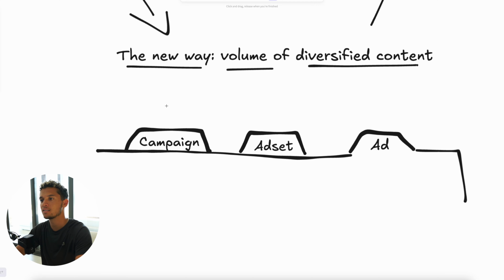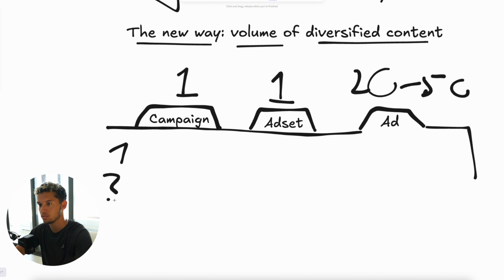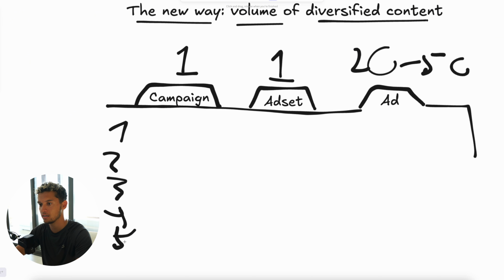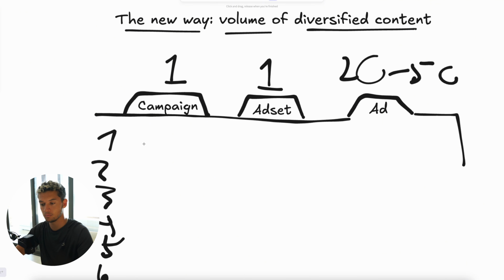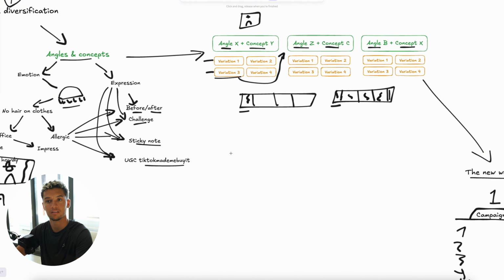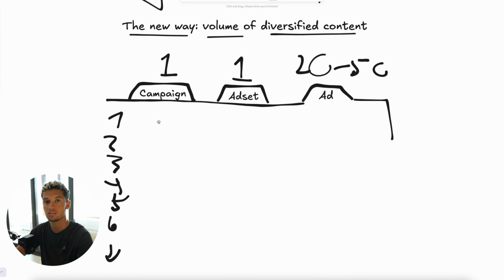But this is a simple structure on how you can allow Meta to do the most amount of work for you. That's to have one campaign, and in that campaign have one ad set, and in that ad set have like 20 to 50 ads. You would have ad 1, 2, 3, 4, 5, 6, and so on and so forth.